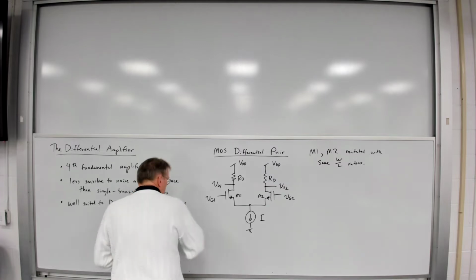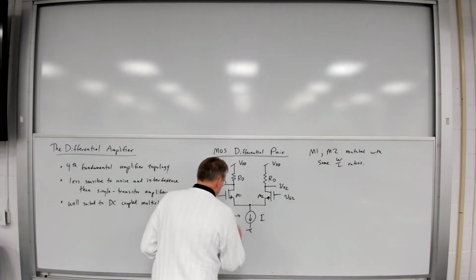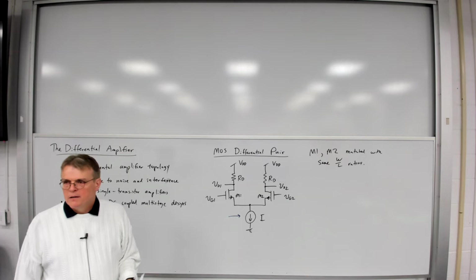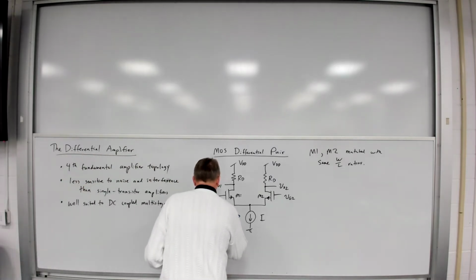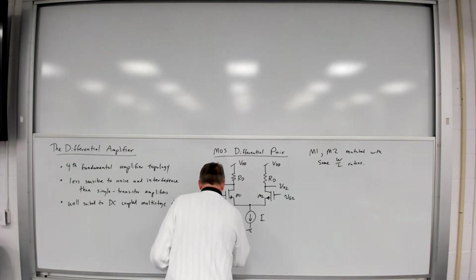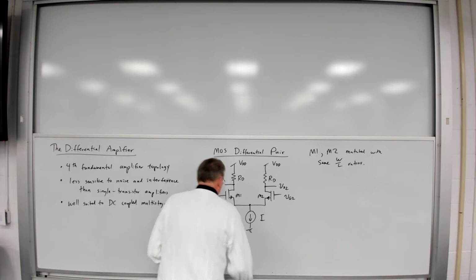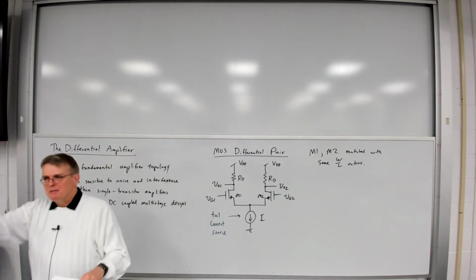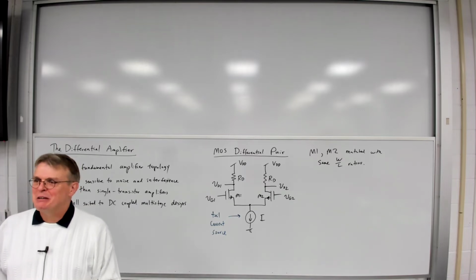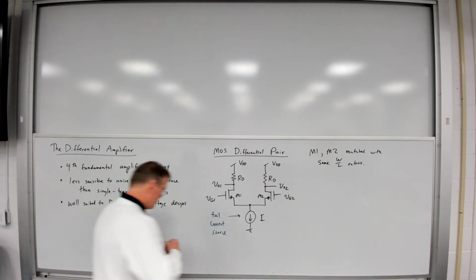And we have a name for this. We say this is the tail current source. You'll hear that term, the tail current. And where does that name come from? Because people thought it looked like a little tail on the end of the diff amp. So it's called a tail current.